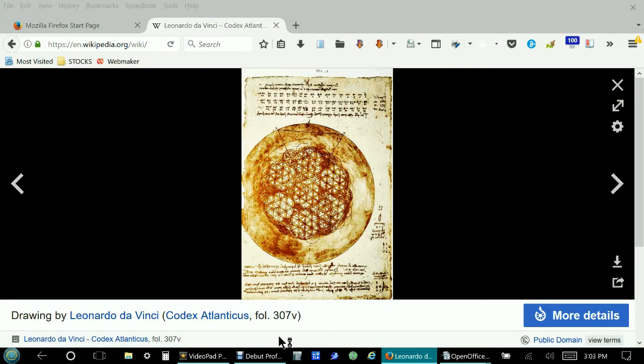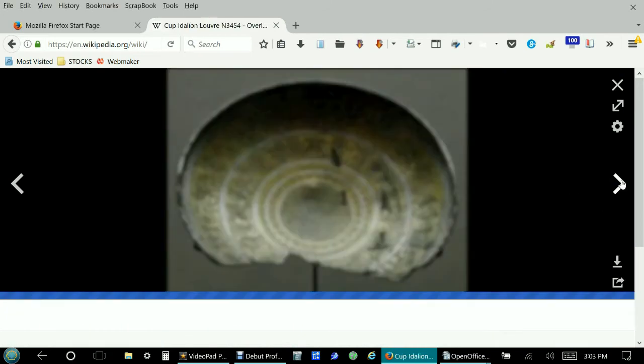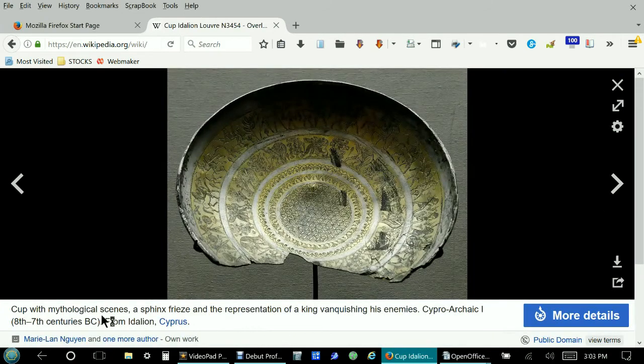Again, the flower of life was a very important symbol to the ancients. We find the flower of life in a Leonardo da Vinci manuscript. We find it in the mythological scenes on a cup of a king vanquishing his enemies. This is from the 8th and 7th century BC in Cyprus.